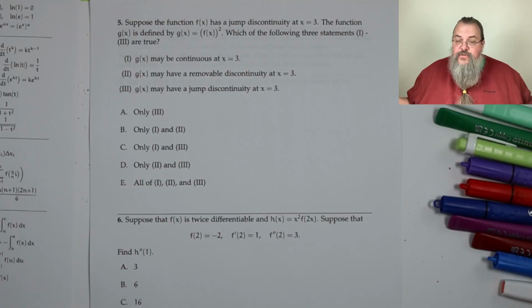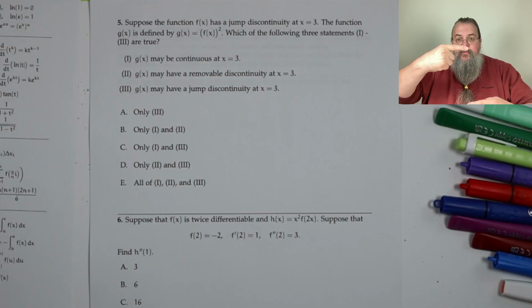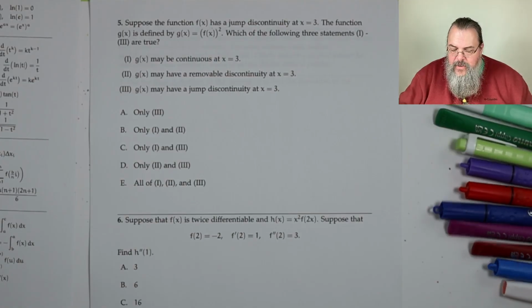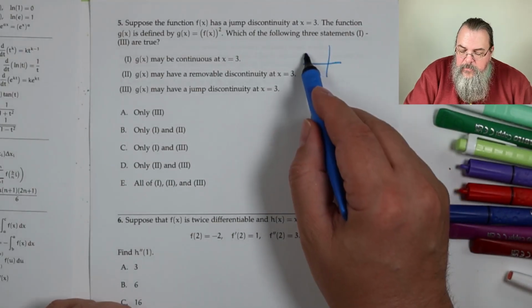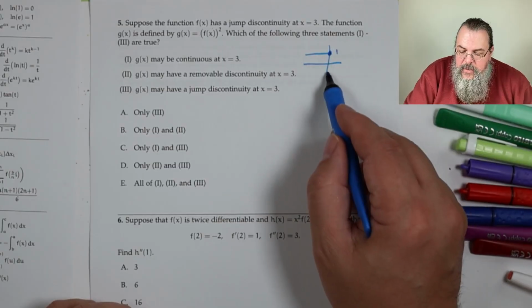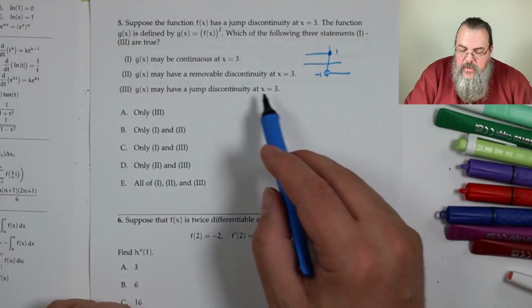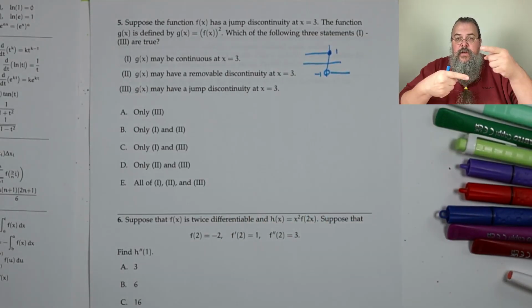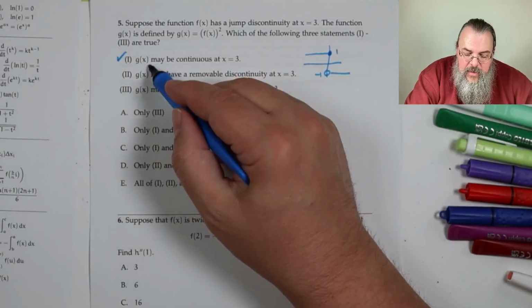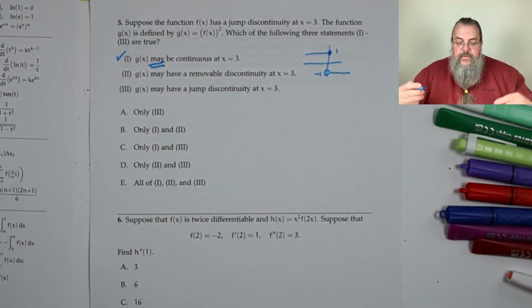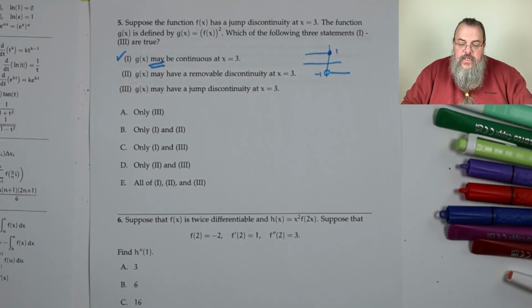Statement 1 says g of x maybe is continuous at x equals 3. So somehow we were misaligned, but when you square it, we're aligned. Okay, could that work? Well, sure, that could work. From one side, we could approach positive 1, and from the other side, we could approach negative 1. And then what happens? Well, instead of doing this, when you square, it does that. All right. So yeah, that can happen. Now notice, it doesn't say it will be, it says maybe. So it's possible. G of x may have a removable discontinuity at x equals 3.